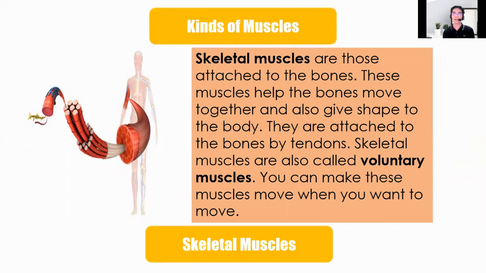There are three kinds of muscles. Skeletal muscles. Skeletal muscles are those attached to the bones. These muscles help the bones move together and also give shape to the body. They are attached to the bones by tendons. Skeletal muscles are also called voluntary muscles. You can make these muscles move when you want to move.